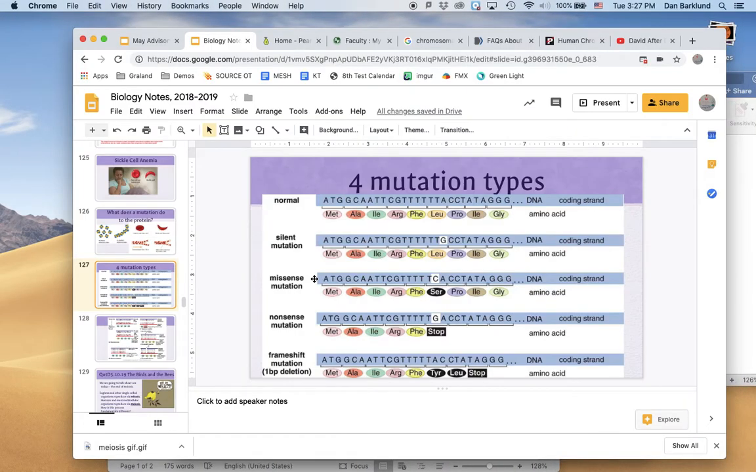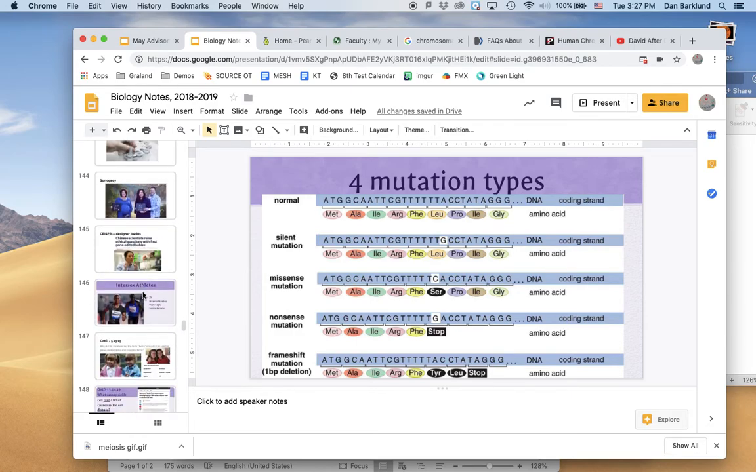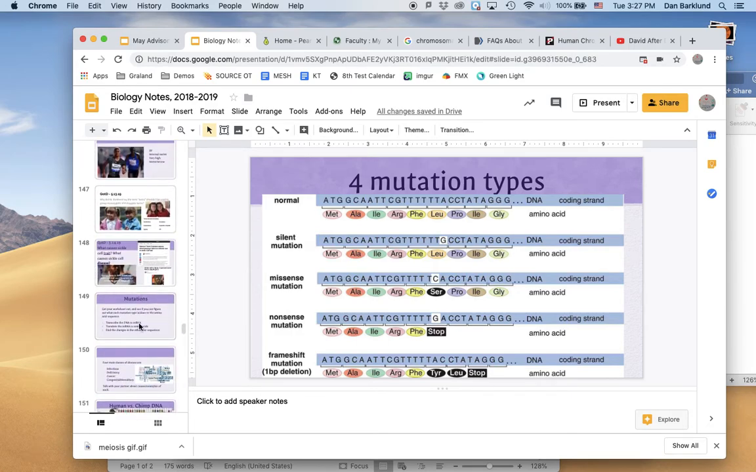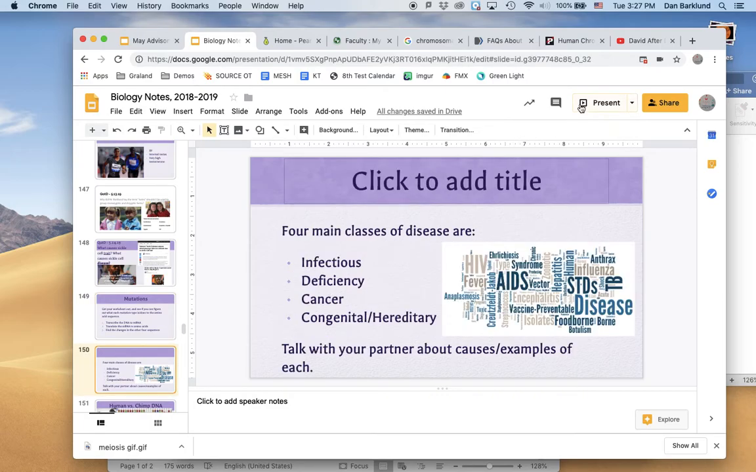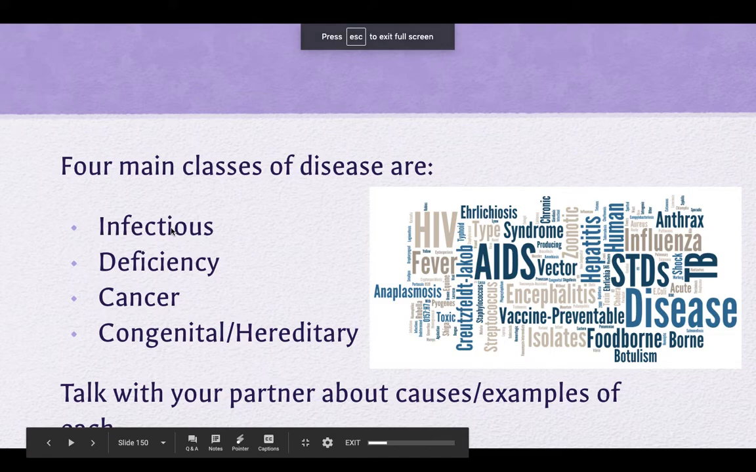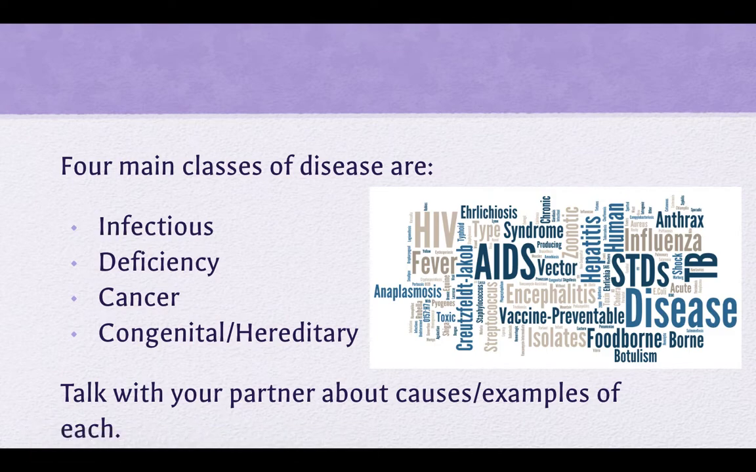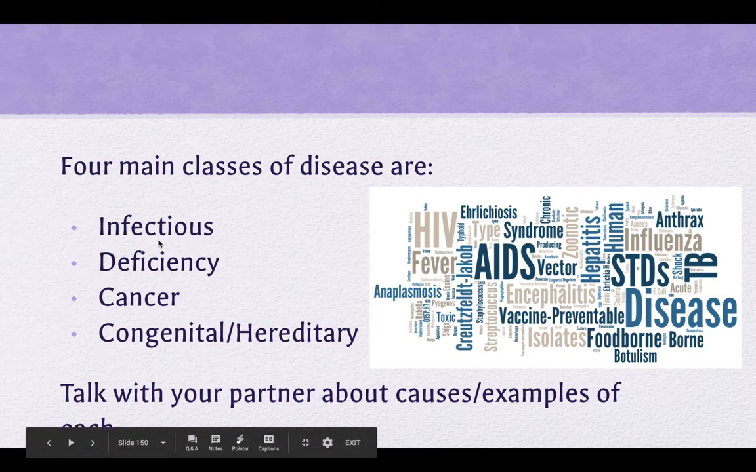And then the last thing we talked about in class today was, in preparation for talking about chromosomal disorders tomorrow, we spent a little time talking about the four main classes of disease. That's infectious, deficiency, cancer, and congenital. So maybe pause and take a second to talk with somebody near you, or just think about if you know what each of these types of diseases are and maybe an example. So go ahead and pause it, and then I'll go ahead and talk through this real quick.